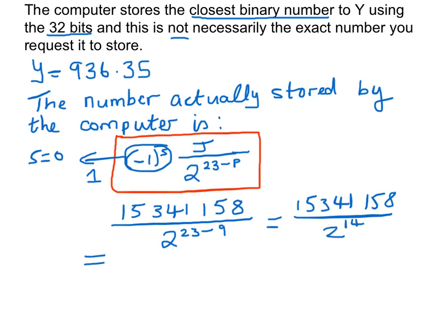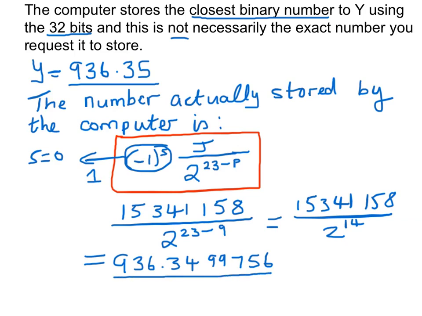If you work that out on your calculator, what you get is 936.349975. So you asked your computer to store the number 936.35, but what your computer actually stored for you was this number here. This fact can obviously have implications when you go to do lengthy calculations, so you need to be aware of this.